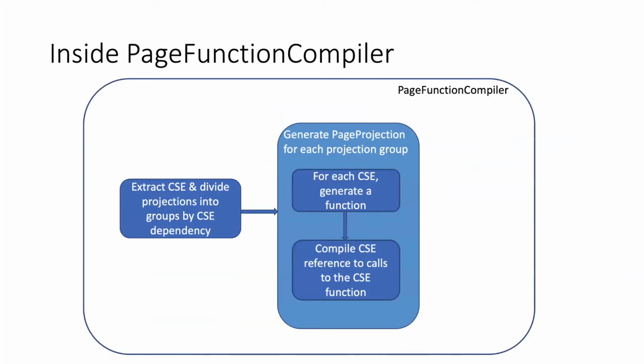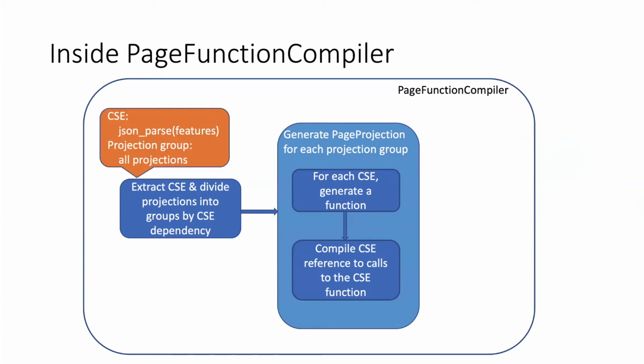First, when we take all the projections in, we analyze and extract all the common sub-expressions. After we have the set of sub-expressions, we divide the projections into groups by common dependencies of the sub-expressions. In the given example, all the projections depend on JSON parse, which is the common sub-expression, so they all end up in the same group. We compile this whole group into a single class instead of 6 separate classes.